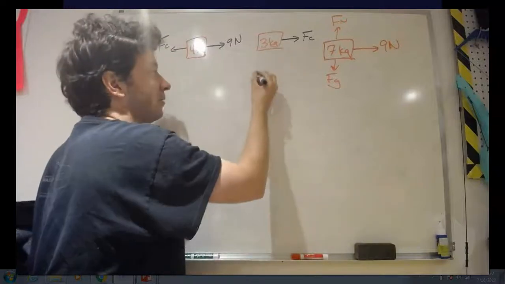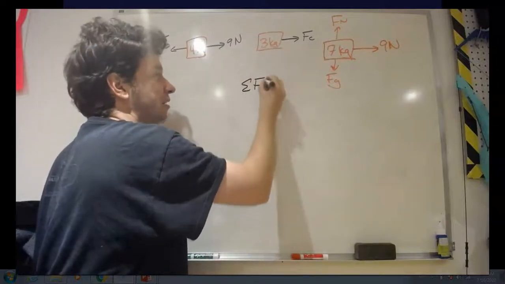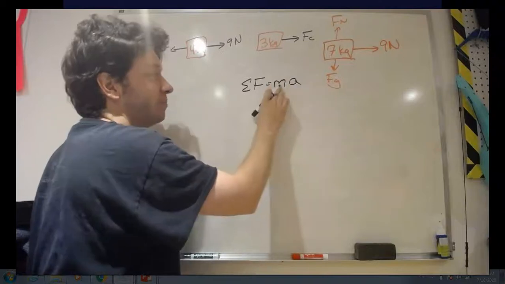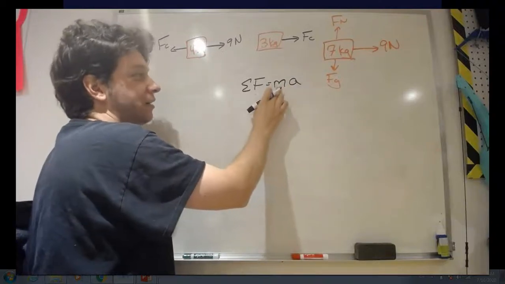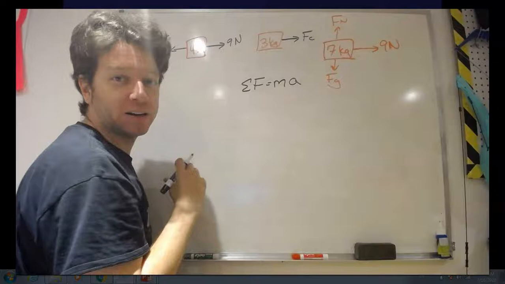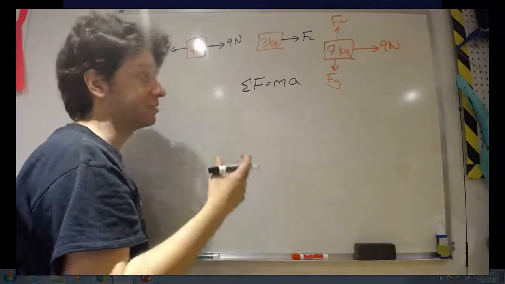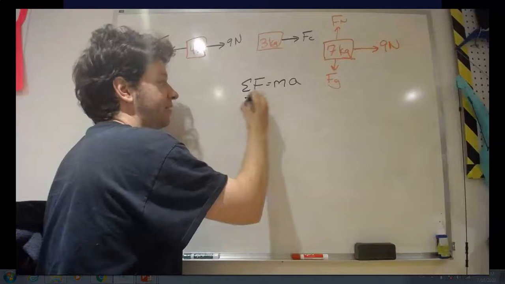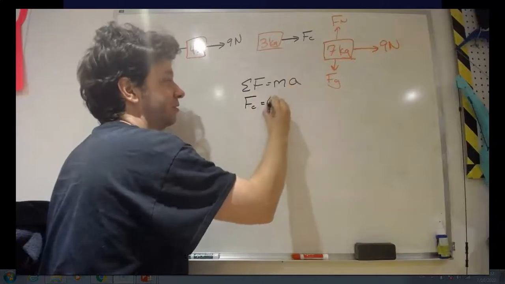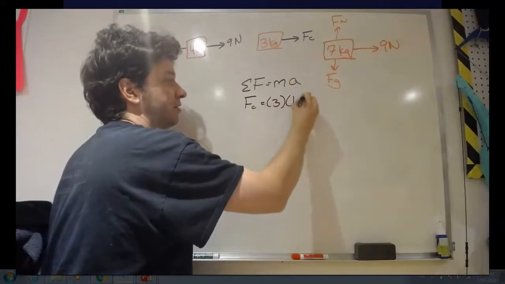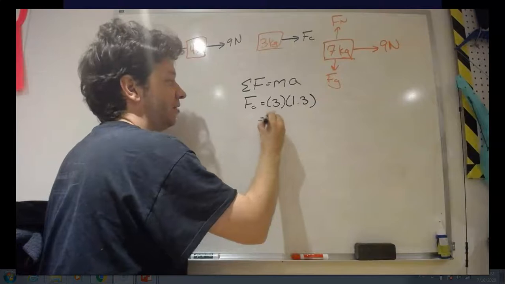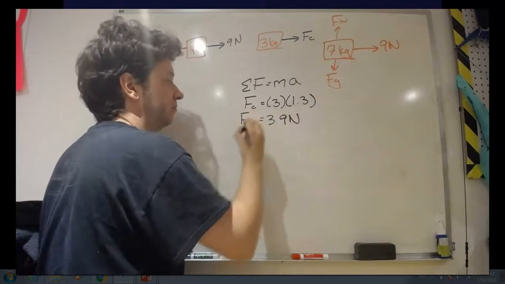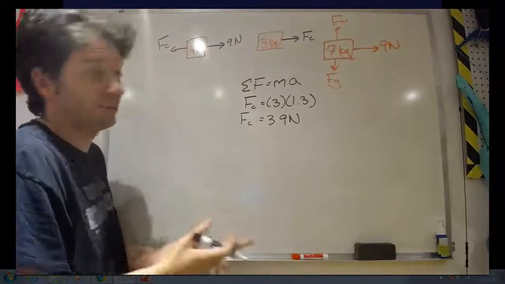Now, if you look at that one, sum of all forces equals mass times acceleration. That mass is always the mass with the free body diagram that you're applying the equation for. Now the only force is our contact force, so Fc, and that's going to equal the mass, which is 3, times the acceleration, 1.3, and you get 3.9 newtons. That's it. You're done. Very easy.